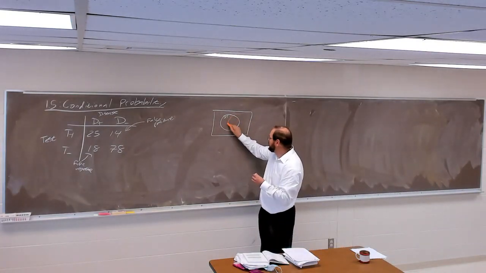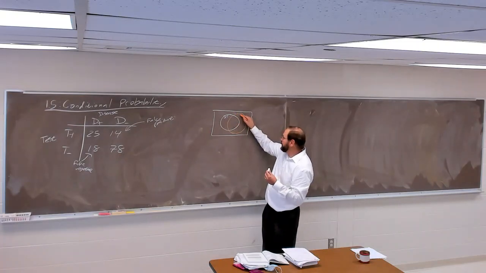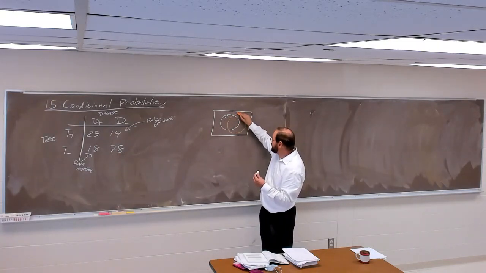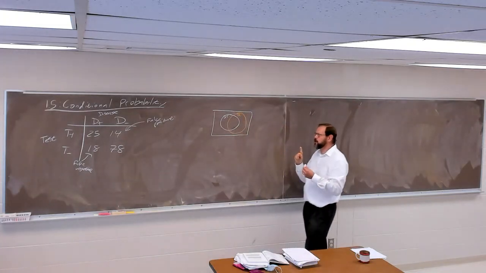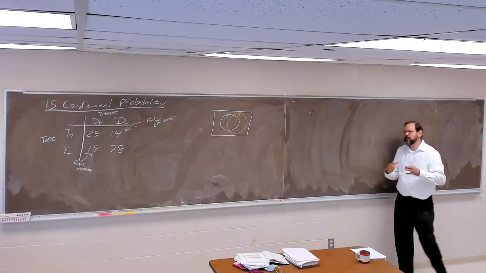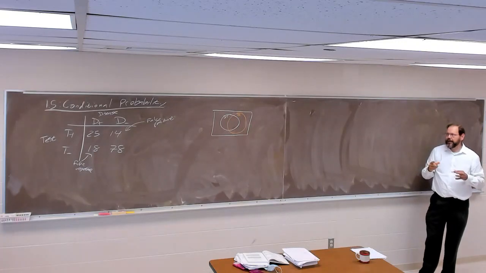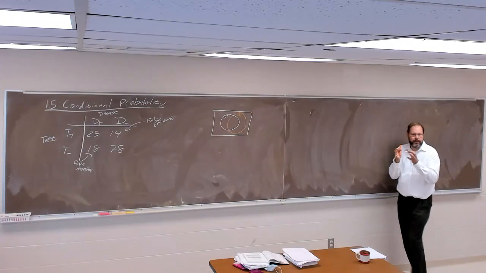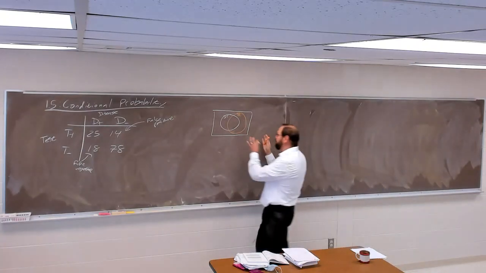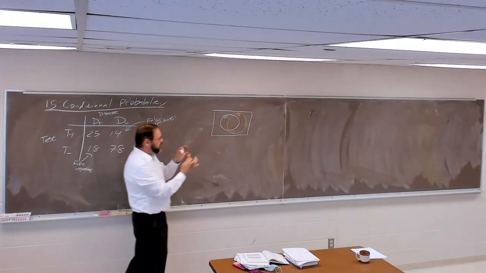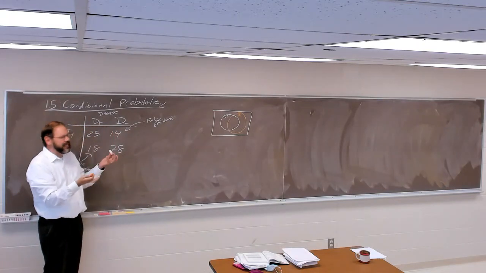And then, of course, test results, right? Let's say a positive test result, T plus, is inside of this orange circle, and a negative test result would be outside of that circle. In a perfect world with a perfect test, those two circles should overlap perfectly, and not just overlap, they should be the same circle. Of course, that's not what happens, right?